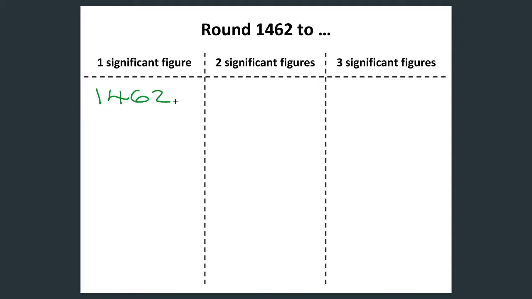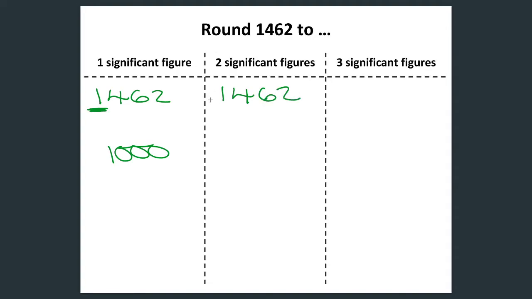1462, the first significant figure is the first non-zero digit. So it's the biggest number, the biggest place value rather, that isn't 0. So in our case, it's going to be our thousands column. So in this question, rounding to one significant figure is exactly the same as asking us to round to the thousands column. So we've got our first significant figure. How is the 4 going to affect that? It's going to round down, so the answer is 1,000.